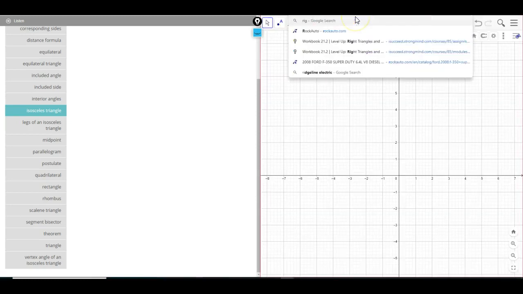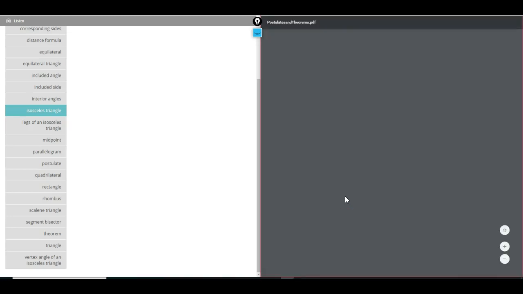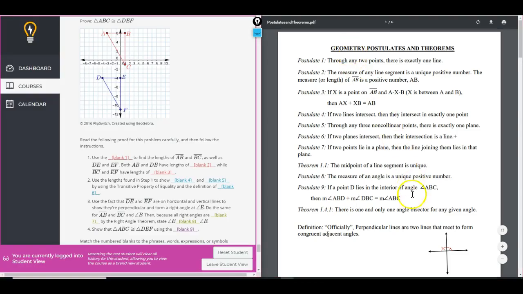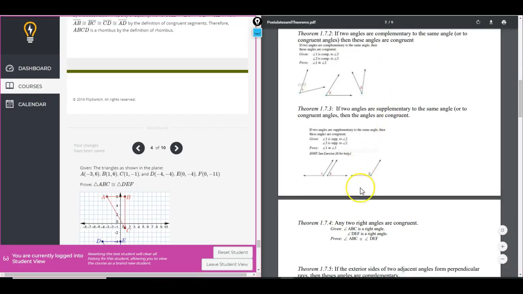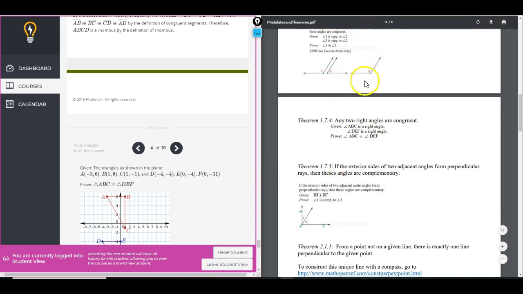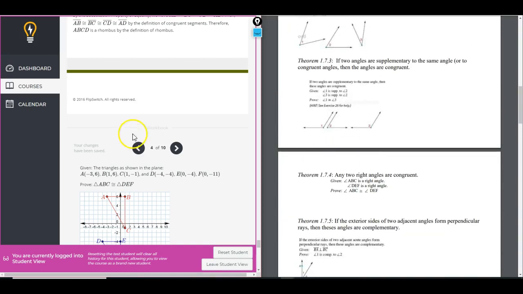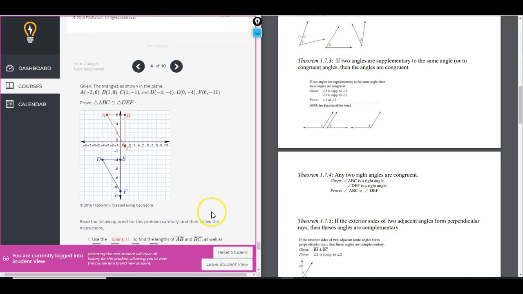So I would Google right angle theorem, and it says, well, it's pulling up a list of all of the postulates and theorems. So this would be a good review. It says any two right angles are congruent. So you could print this out. I will put a link in our course so that you could have a list of all of the theorems and identify which lessons they're coming up in or have learned.